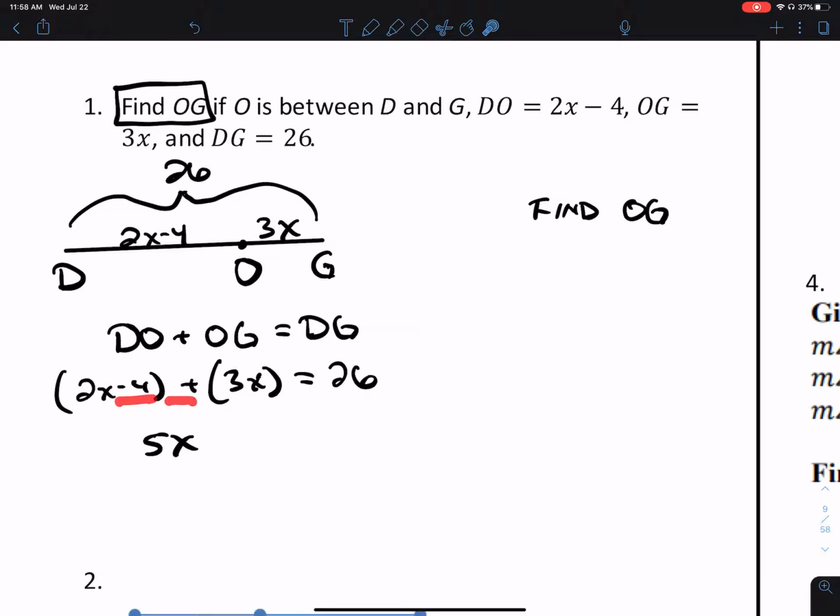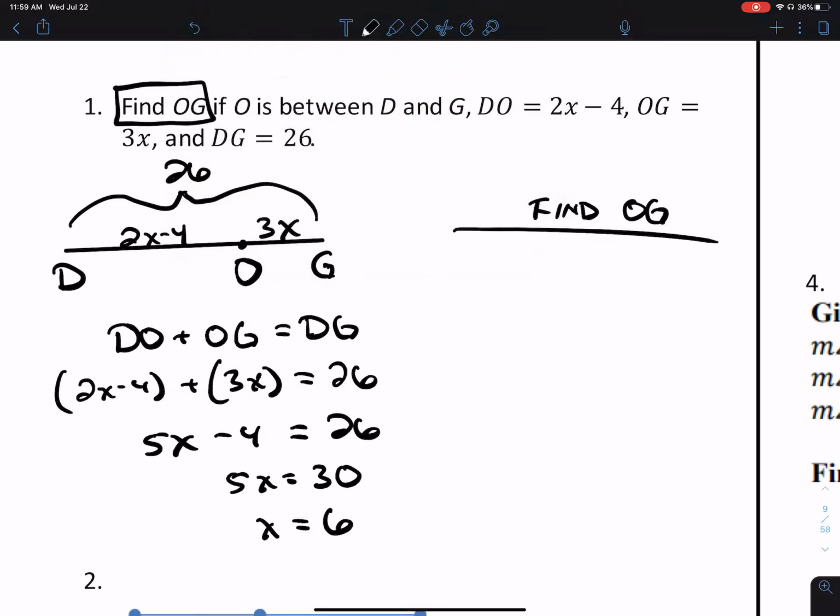So if we combine like terms, 2x plus 3x, well, that's 5x. And then a minus 4, there's nothing to add that with on the left side, so we got 5x minus 4 is 26. Add 4 to both sides of the equation, you get 5x equals 30. Then divide both sides by 5, and you get x is 6. The question doesn't ask for x. The question says, find the length of OG. Well, OG, according to my picture, is 3 times x. Since we know x is 6, we're going to get 18.